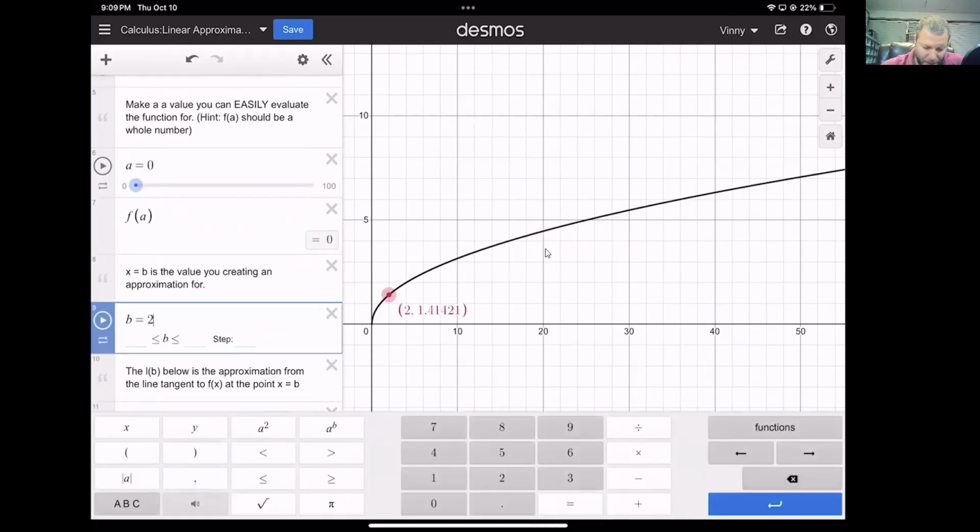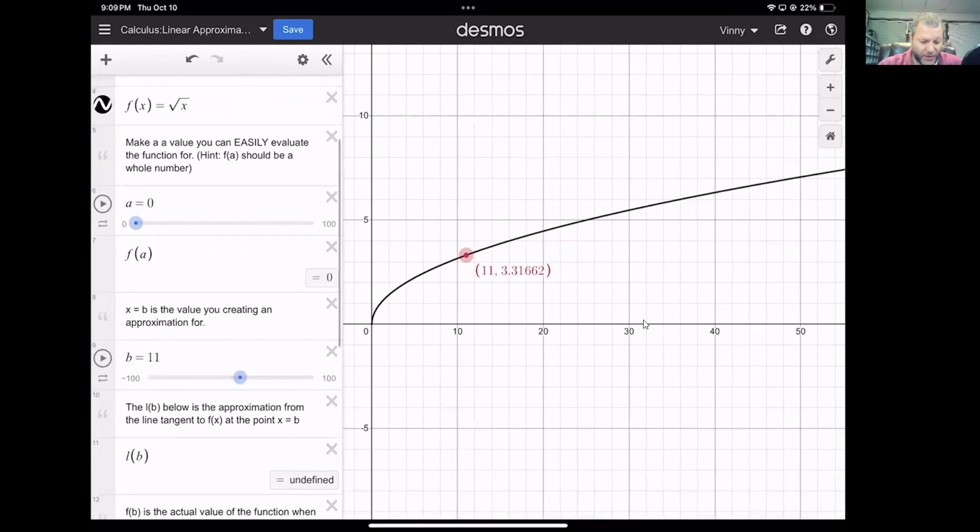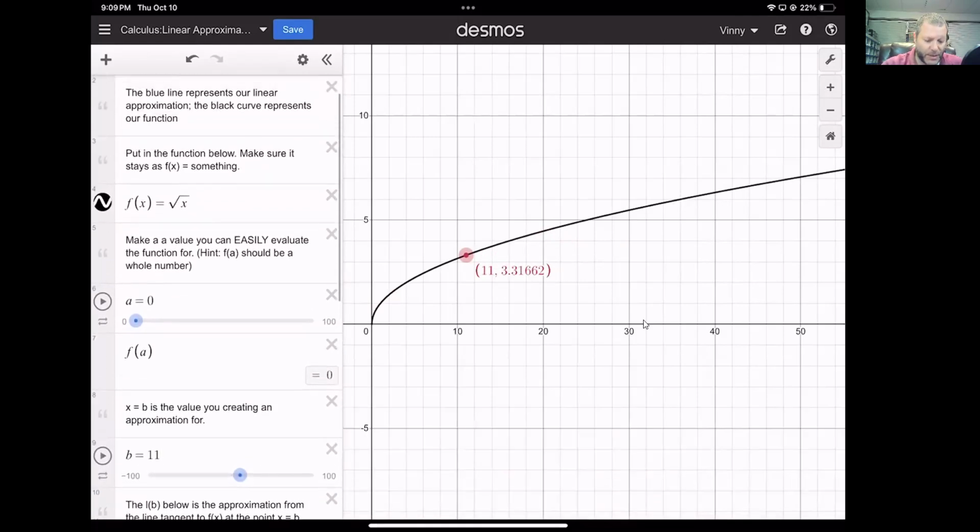What did we do before? We did 11, so let's do 11. All right, so there's f of 11. So f of 11, square root of 11 is about 3.31, blah, blah, blah. So if I change this value of a, notice what's going to happen, right? I can move it over. And as soon as I do it, I start to get a line. So this line right here is when a is equal to 1. So that's when I use this point right here, when a is 1, to approximate the value of f of 11.